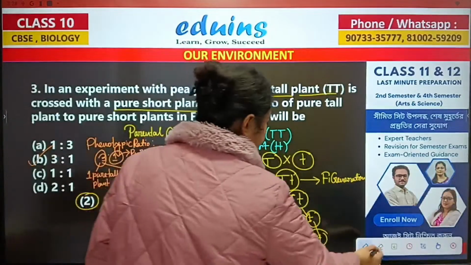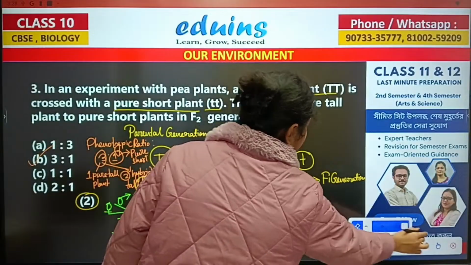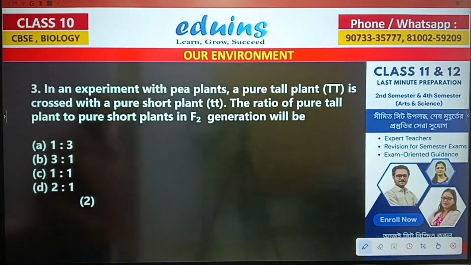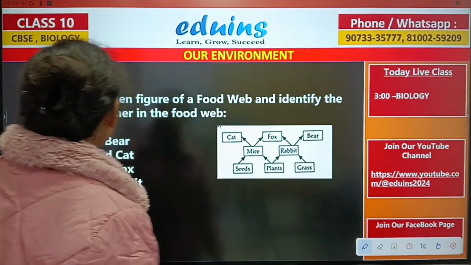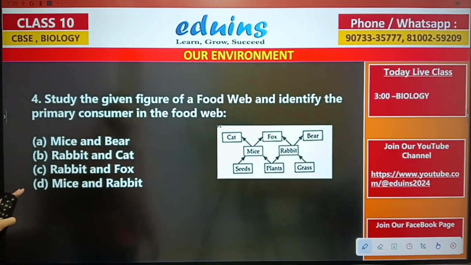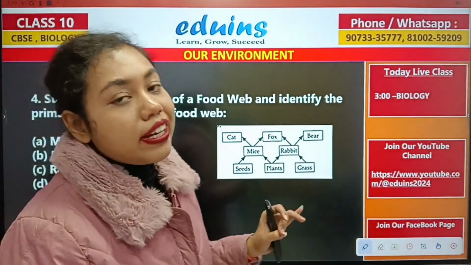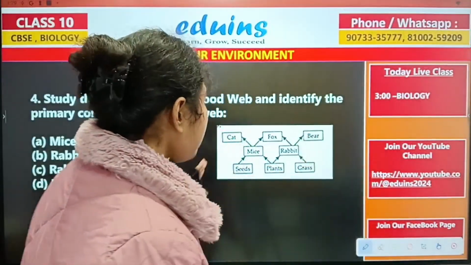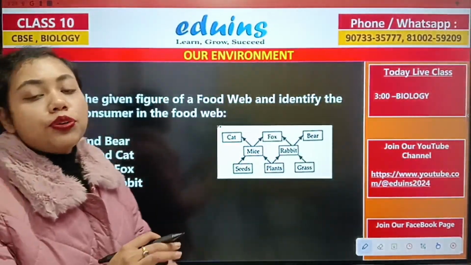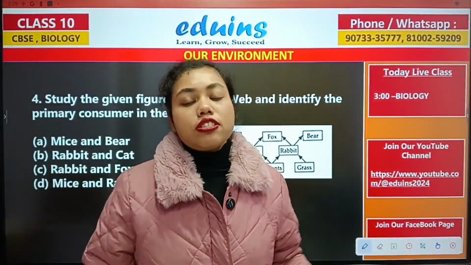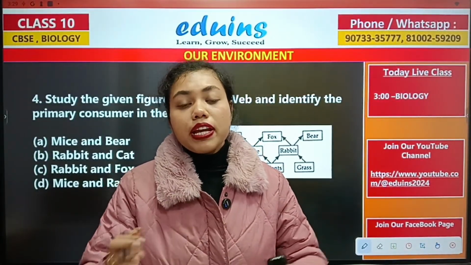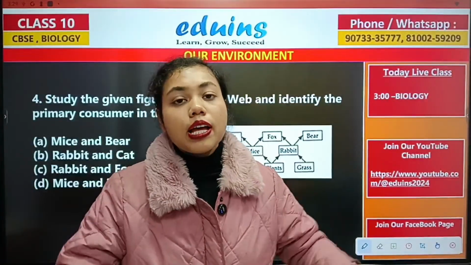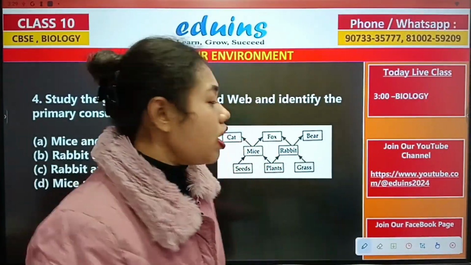Okay, let's move to the next question. The next question is, study the given figure of a food web and identify the primary consumer in the food web. You know what is a food web? A food web is the connecting network between many food chains. When many food chains interact with each other, or many food chains form a complex network, then it's called a food web.